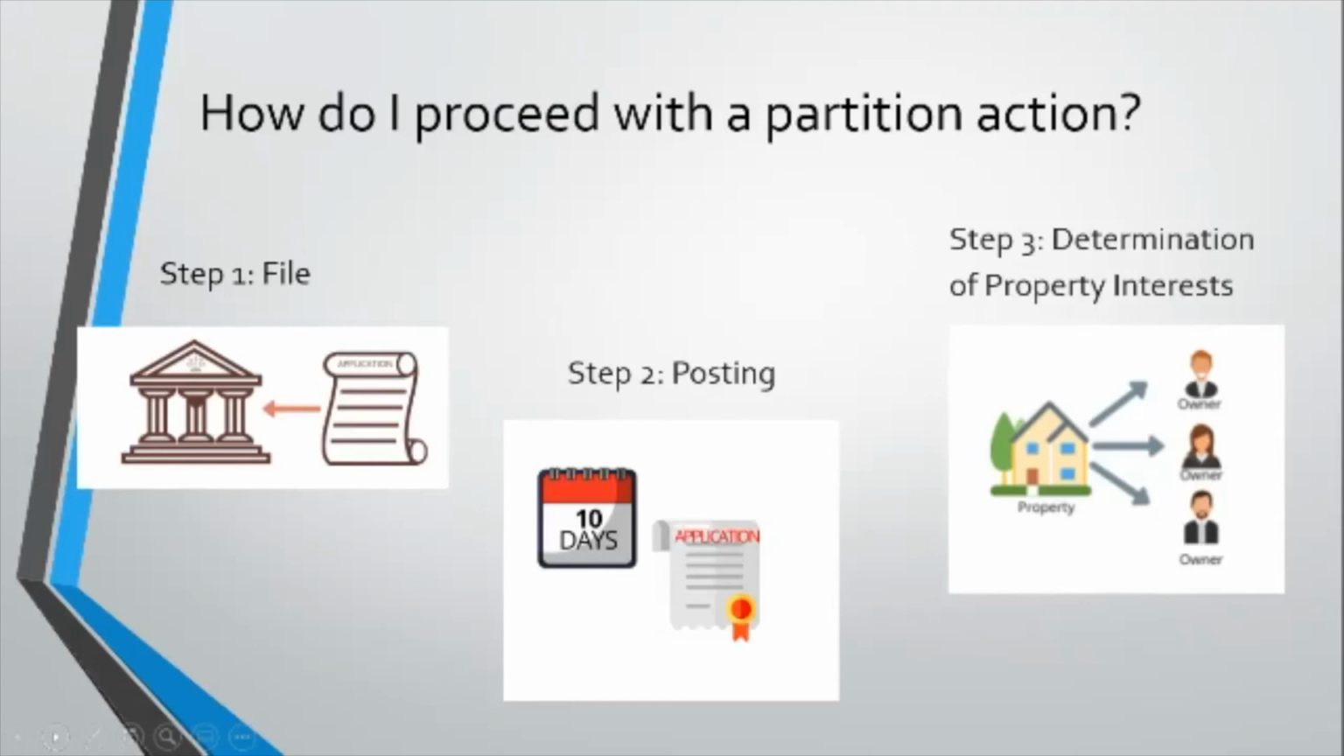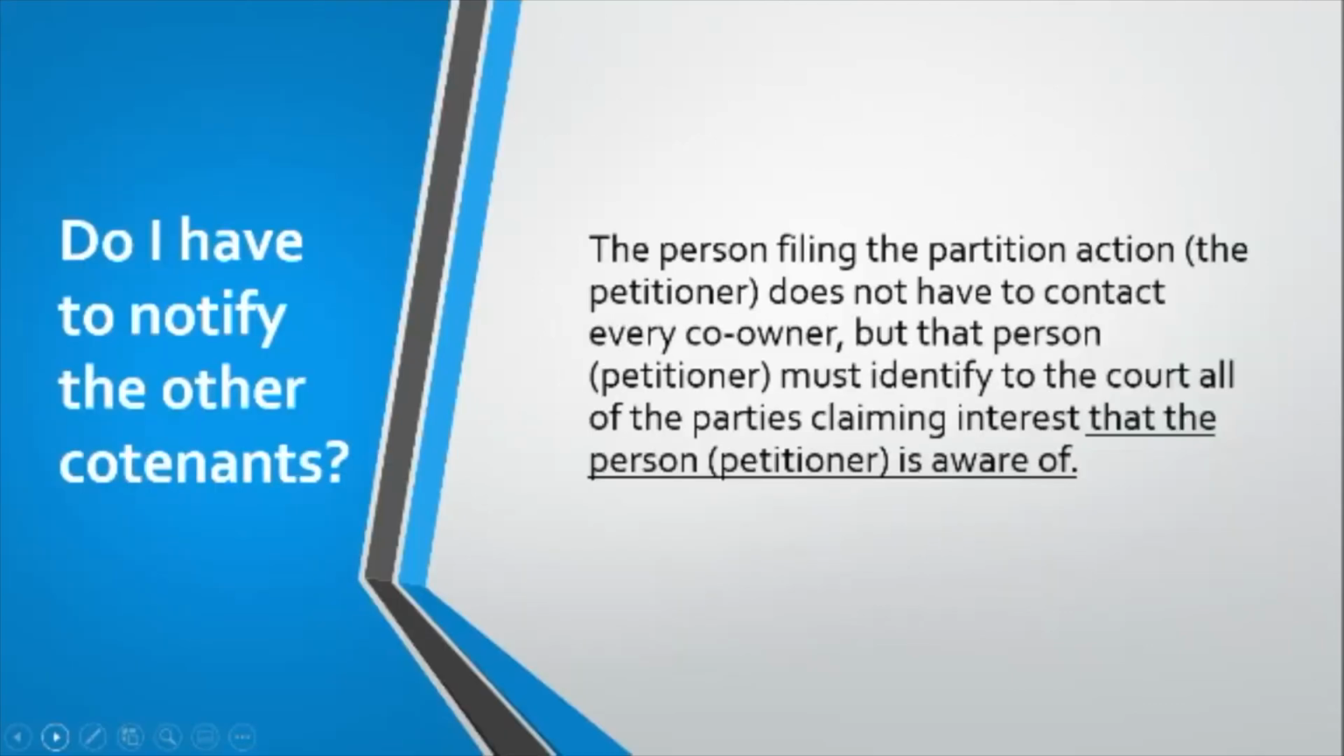The court will make a final determination about who the owners are and what percentage each person owns. The person filing the partition action, the petitioner, does not have to contact every co-owner, but that person must identify to the court all of the parties claiming interest that the person is aware of. Even if you don't know if they have a rightful interest or not, you still have to identify to the court anyone that will be trying to claim an interest.